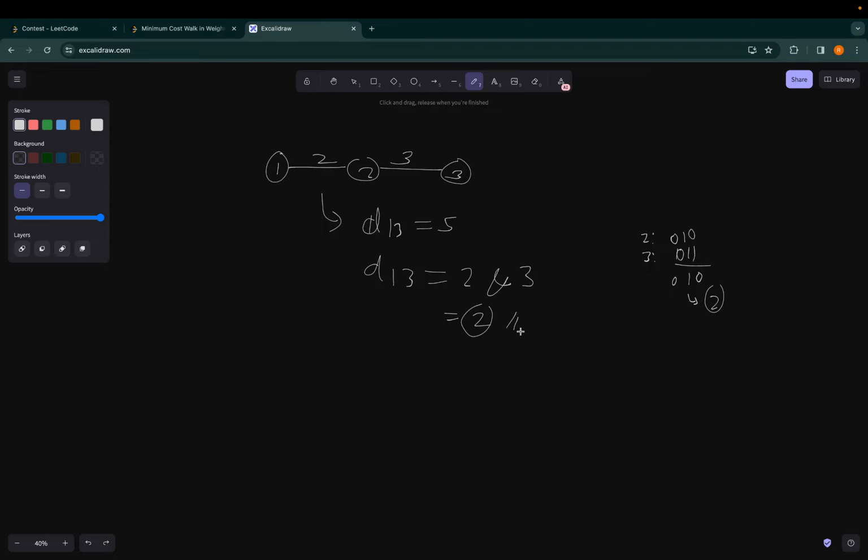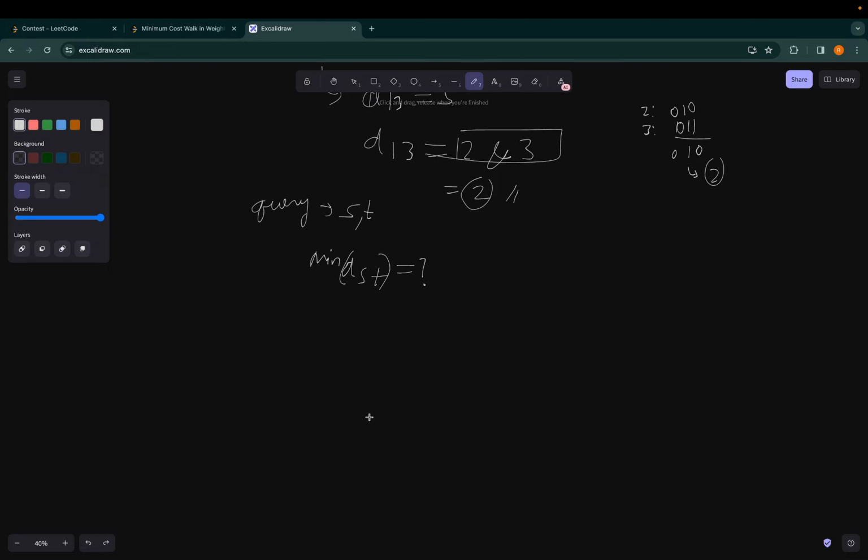Now in the query vector, you will be given a source and a target, and you have to find the minimum distance between S and T, as per our new definition of distance, which is the bitwise AND of the edges that you traverse between S and T. So how to solve this problem?